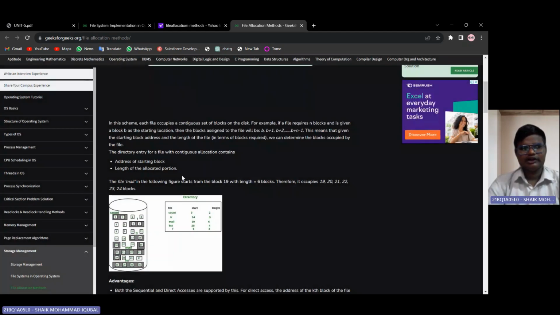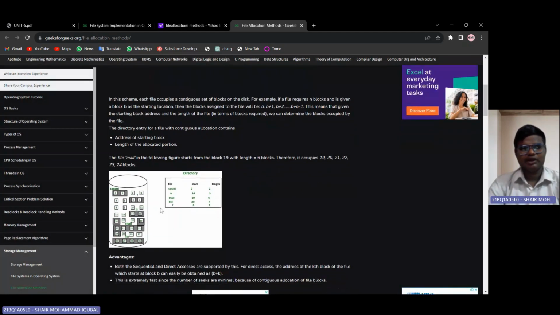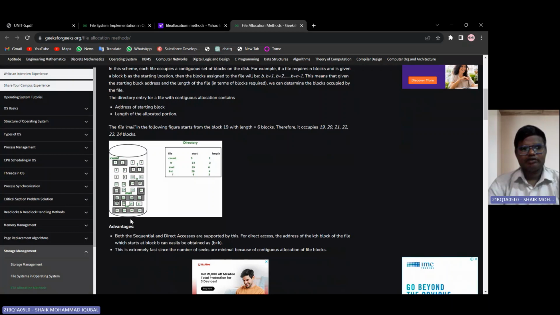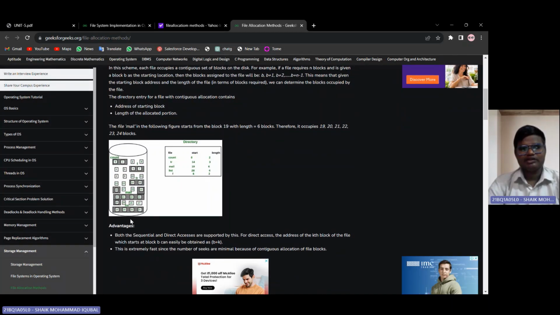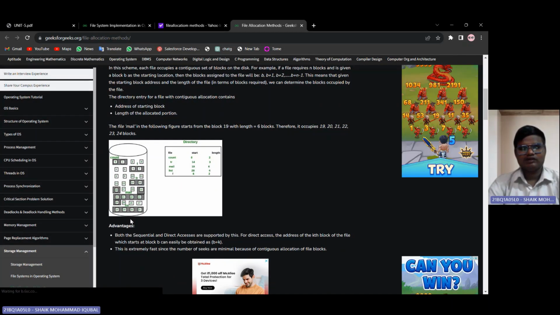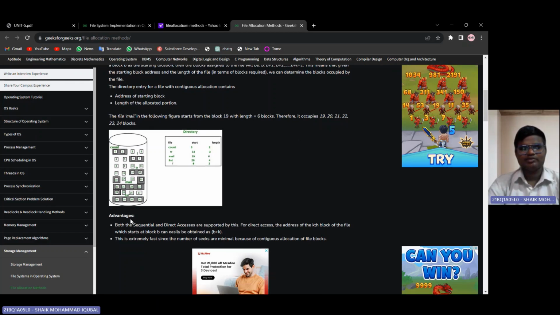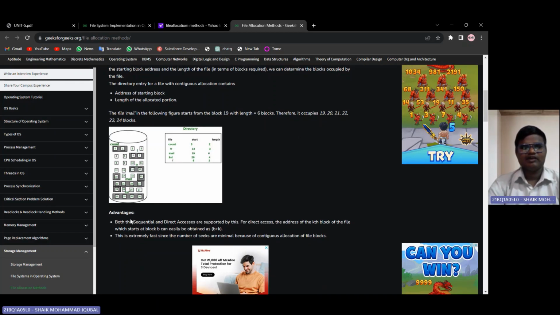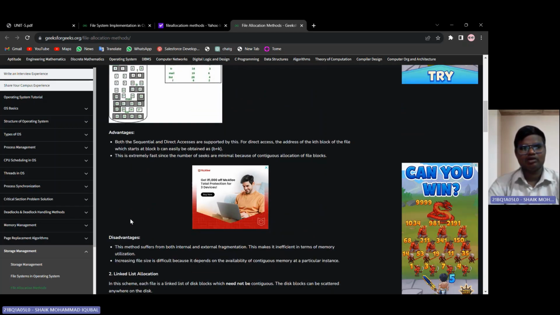So these are the advantages of the contiguous memory allocation. Both sequential and direct access are supported by this. For direct access, the address of the kth block of the file which starts at block B can easily be obtained as B plus K. This is extremely fast since the number of seeks is minimal because of contiguous allocation of file blocks.